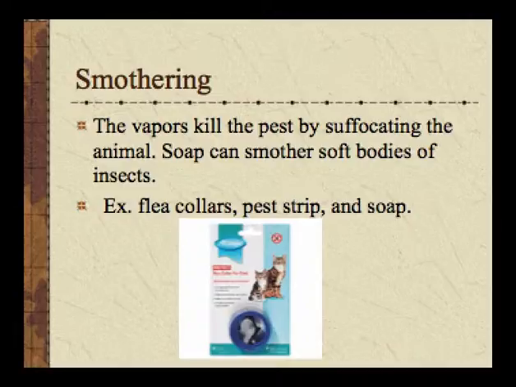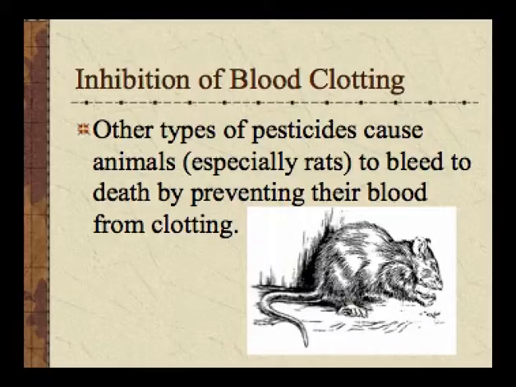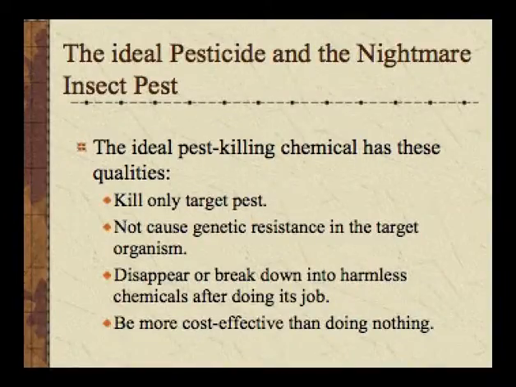You also have smothering, where the vapors kill the pests. Dehydration, where it changes the type of wax outer covering, and therefore it dehydrates those cells. Inhibition of blood clotting, where animals, especially rats, bleed to death. The ideal pesticide, or the nightmare for an insect pest, is one that kills only the target pest and not everything around it.